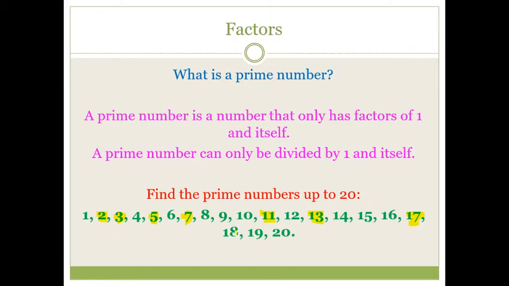18 is an even number. You know, in fact, after 2, notice that we have no other even numbers that will be prime because you can always divide an even number by 2. So after the number 2, no other even number is going to be a prime number. So it's only possible that an odd number is prime. So 18 is not going to be prime. 19 is prime. Only 1 times 19 is 19. And again, 20 is an even number, so it can't be prime.